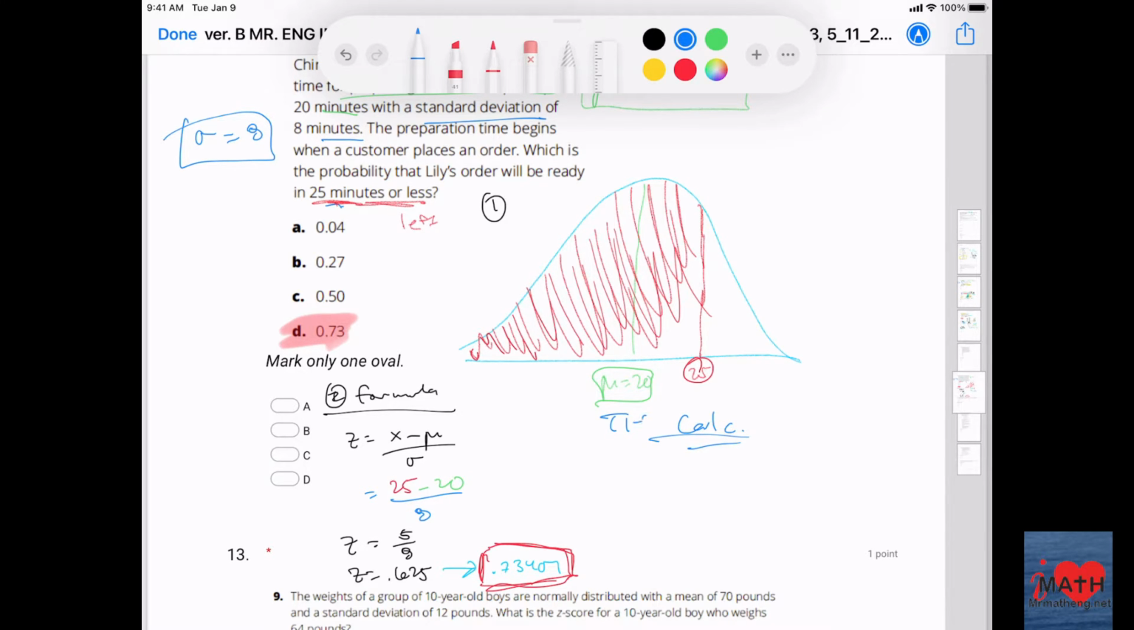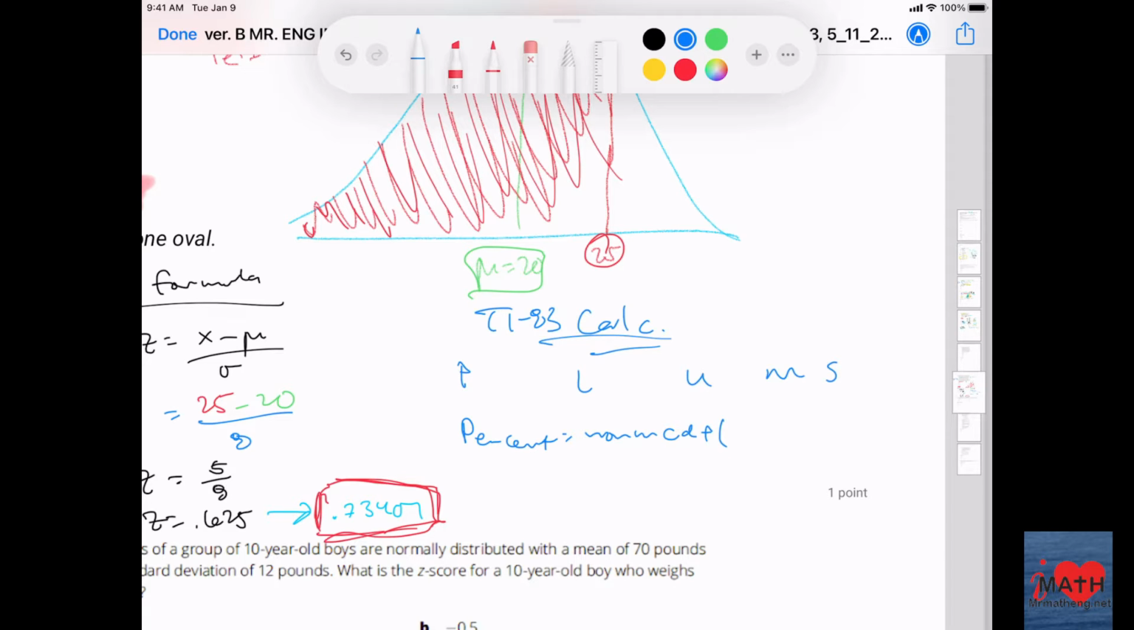Now for the calculator commands, this is using a TI-83 equivalent, and you're going to find an area under the curve, so you're finding a percent. A percent is equal to normalcdf, which means continuous density function. L is the lower limit, so over here you're going to have like negative 9,999. We say that because it's basically negative infinity. And then my upper limit is 25, the mean of 20, and standard deviation of 8.